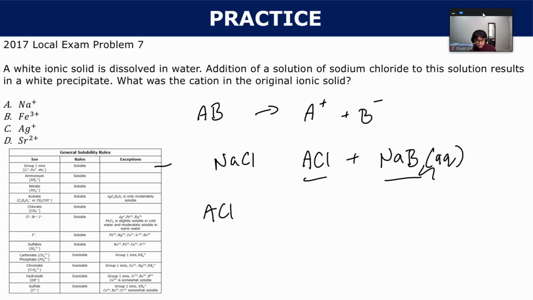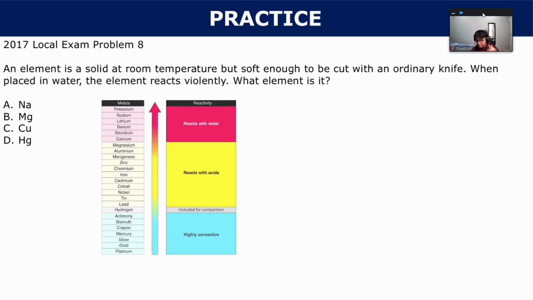However, which compounds allow for the precipitation of a chloride? If we look at the solubility rules here, chlorides are always soluble unless they're with silver, lead, or mercury. And so the only three things that A can be are silver, lead, and mercury. So which one of these answer choices is silver, lead, or mercury? It's going to be C, which is silver. And we are correct. Let's go on to problem 8.